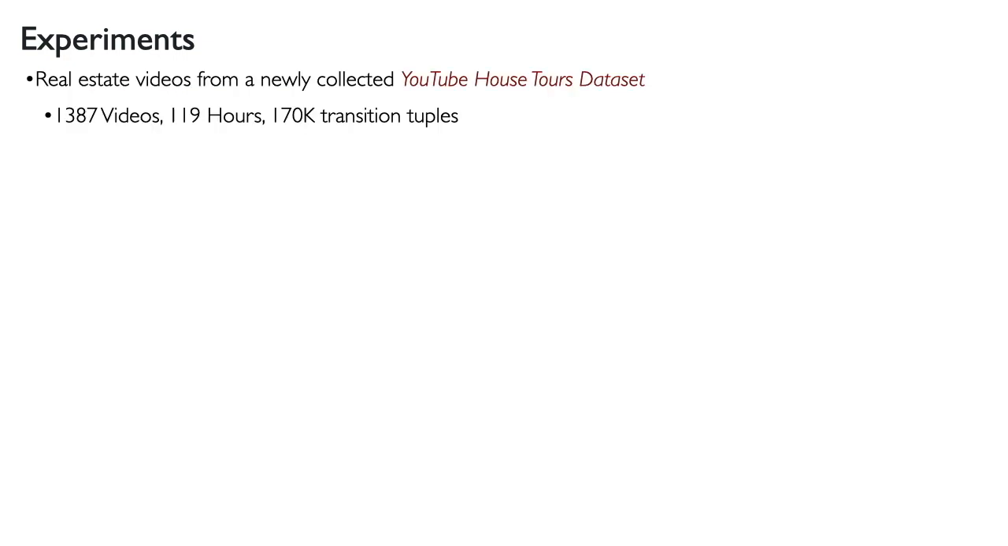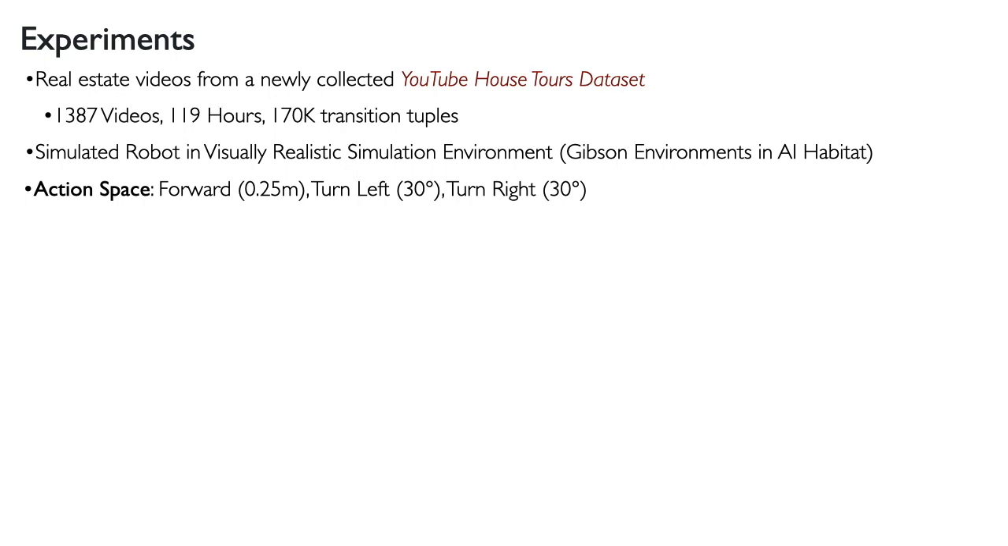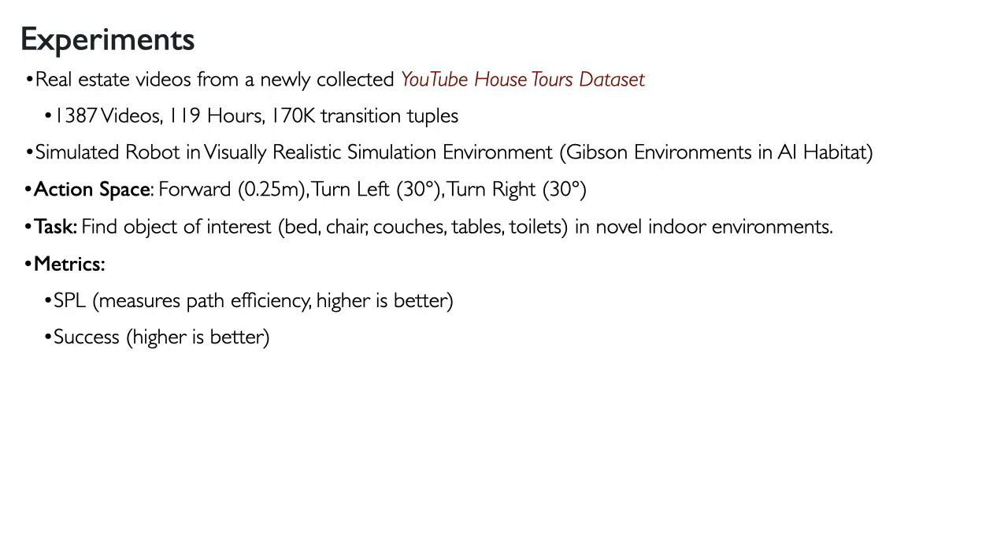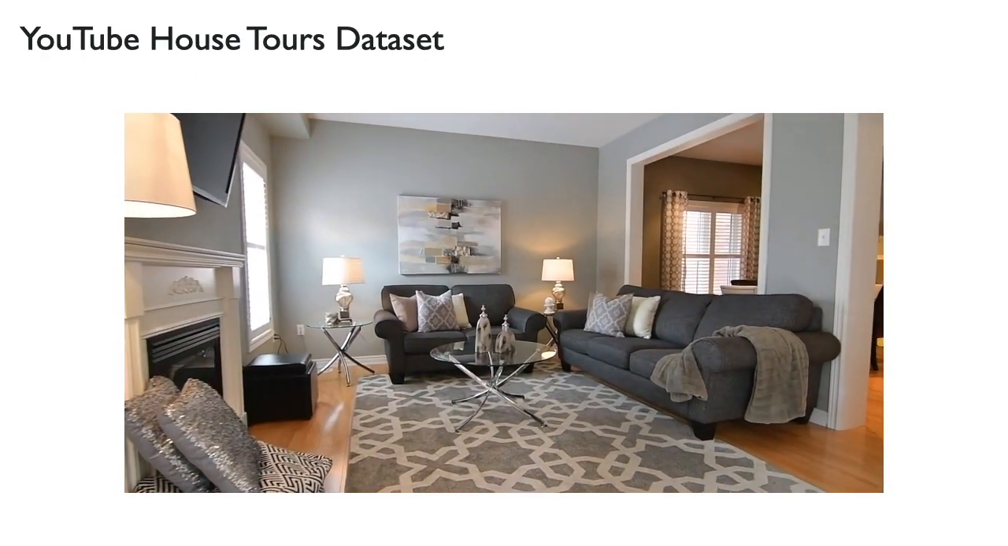For learning, we collected a dataset of real estate tours from YouTube, and our experiments are conducted on a simulated robot in a visually realistic simulation environment. We study the task of finding objects of interest: beds, chairs, couches, tables, and toilets for our experiments, and use SPL and success rate as metrics. Here is a typical video from our dataset.